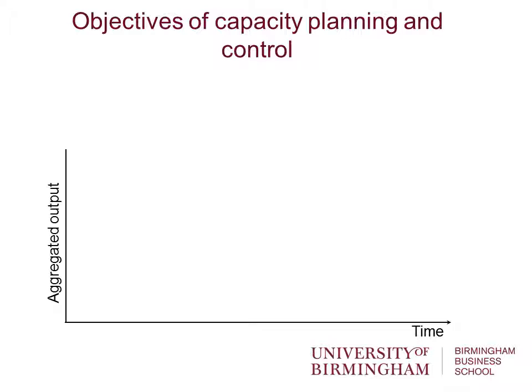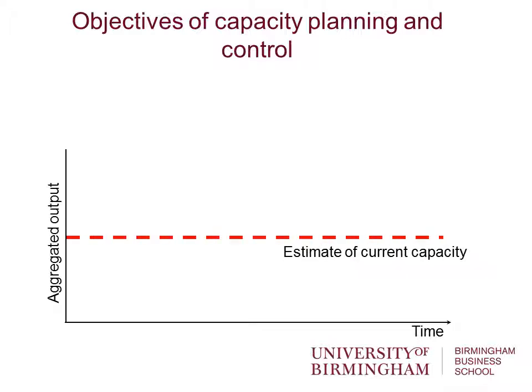So, the easiest way to understand this is to use a chart which illustrates demand curves and capacity. On the x-axis we have time, so capacity is understood as an amount of production over a period of time, and on the y-axis we have the amount of production. There is an estimate of current capacity. This is how much we can produce in any given time period. This is a flat line, so it's a finite loading situation. We can't produce more than this; we can deliver that much or less than that much.